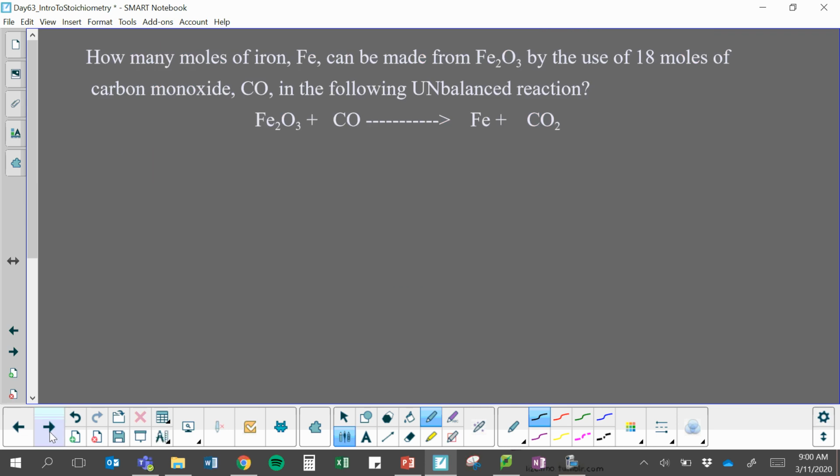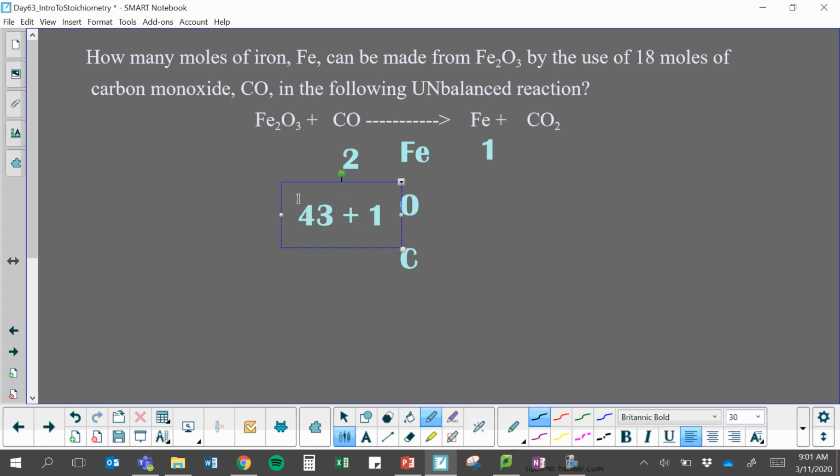So we can try one more. Notice that this one tells you it's an unbalanced equation. So take a minute and pause the video so that you can balance the equation. So for this one to balance, we have iron, we have oxygen, we have carbon. Right now we have 2 iron on the left, we have 1 iron on the right, we have 3 plus 1, so altogether we have 4 oxygen on the left, we have 2 oxygen on the right, on the left we have 1 carbon, and on the right we have 1 carbon.